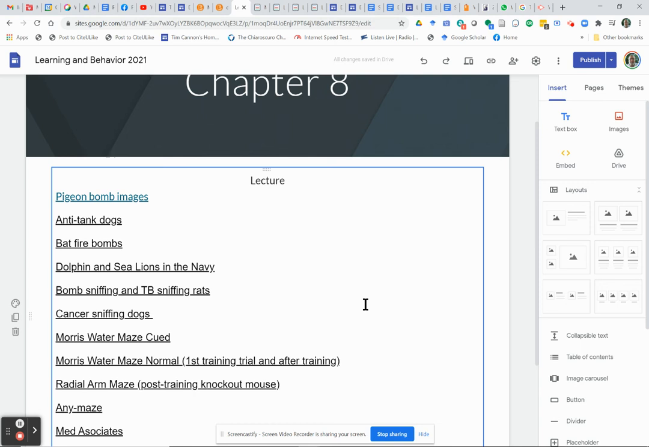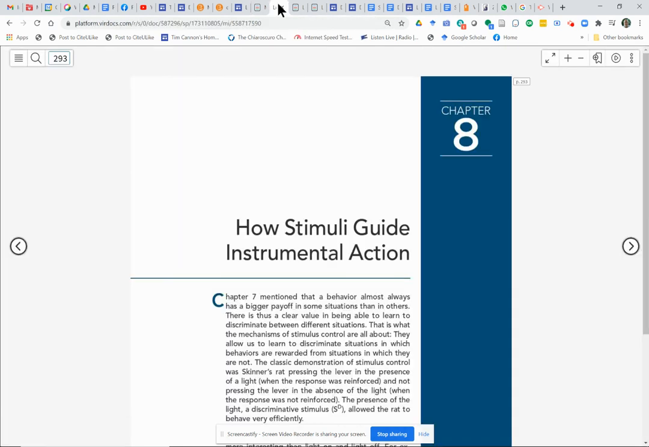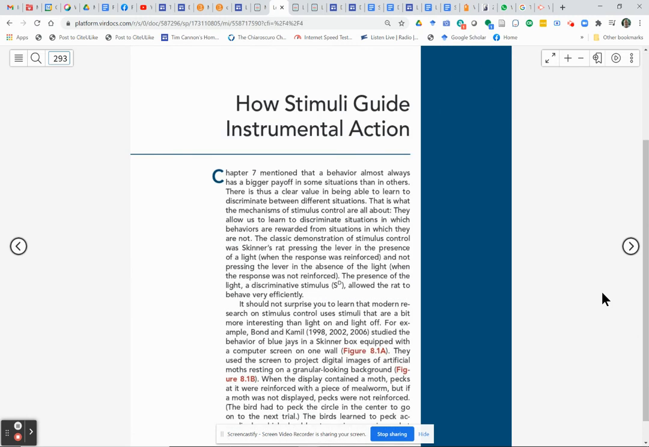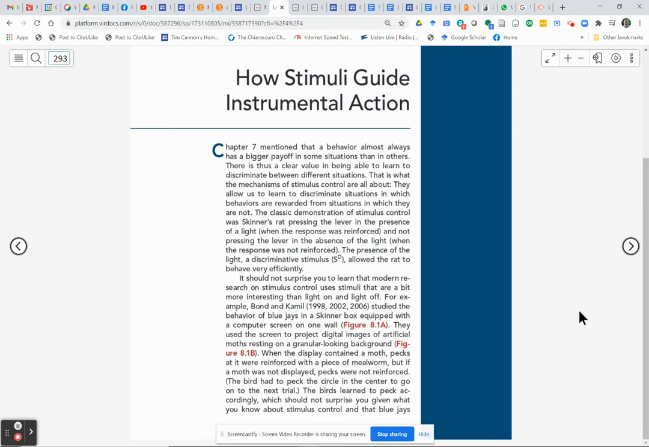So let's look at the chapter for a second. How stimuli guide instrumental action. And we started dealing with some of this back in chapter 7, as the author points out. And S-D-S delta is an issue again. Some interesting stimuli here. And peppered moths are going to become an issue again.